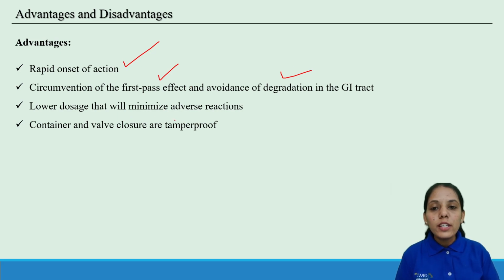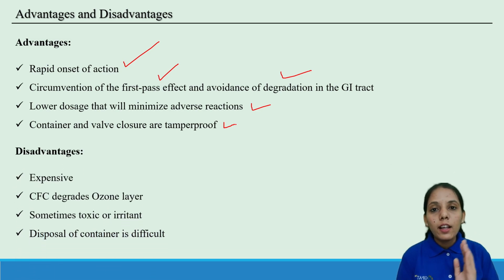Now, lower dosage will minimize the adverse reactions. Since it is not undergoing any hepatic metabolism, the dose will be less. Now the dose is less means the associated adverse effects will also be less. Next is that container valve closures are tamper proof. Tamper proof means you will come to know if it is opened or not. So they are tamper proof.